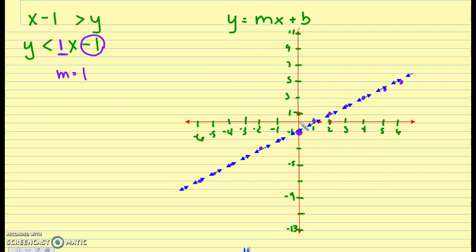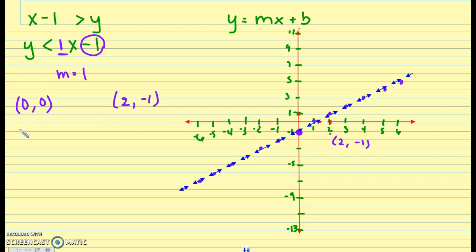Whatever side 0, 0 is on is usually a really easy point to pick. So I'm going to pick 0, 0. And the other point I'm going to pick, I'll pick down here, 2, -1, because that'll be easy to plug in.